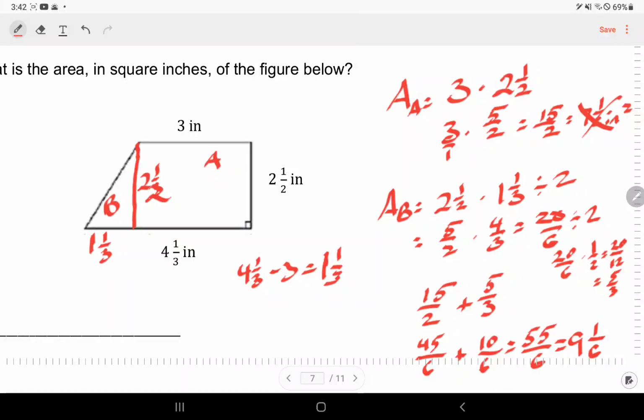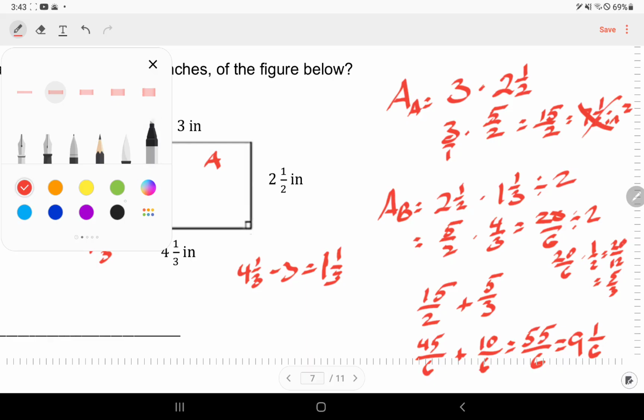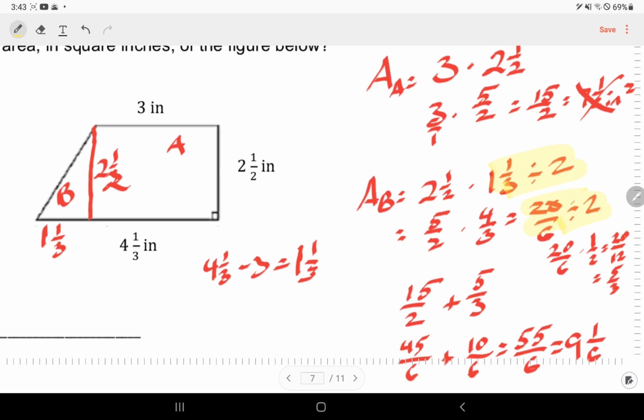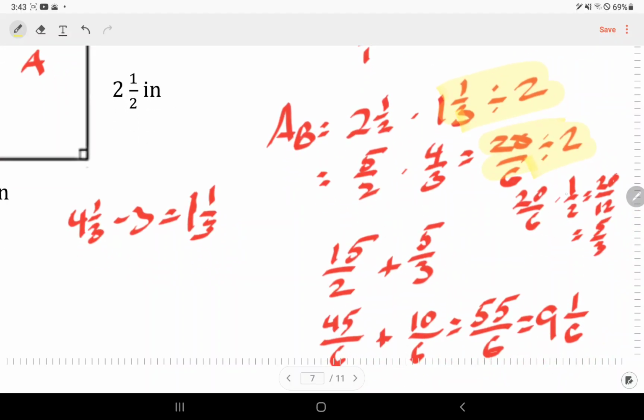So I found the mistake in the previous question, from the previous video. The issue was that I forgot the step of divide by 2 right here, because it's a triangle. So when I divide by 2, I keep change flip. And so 20 over 6 times 1/2 is 20 over 12.